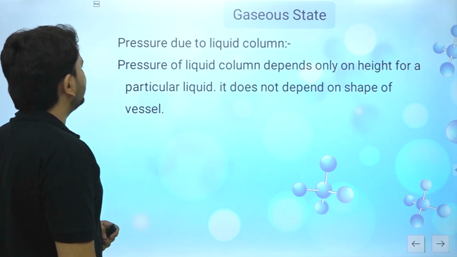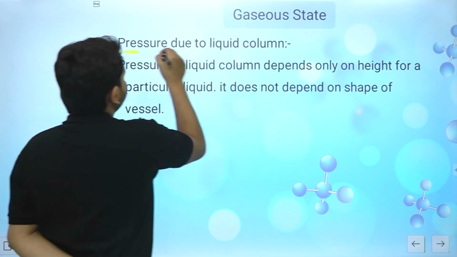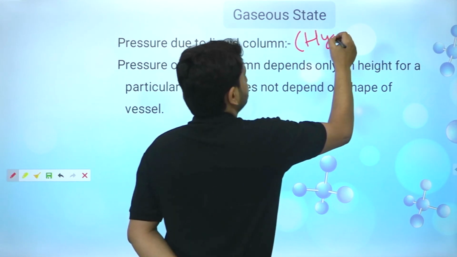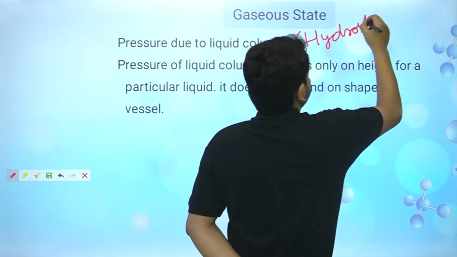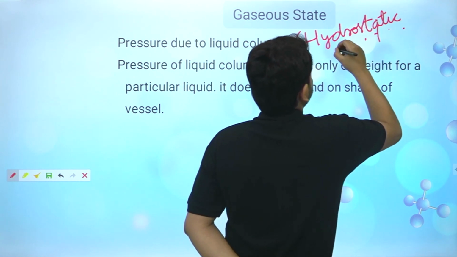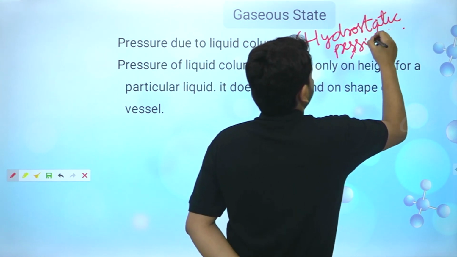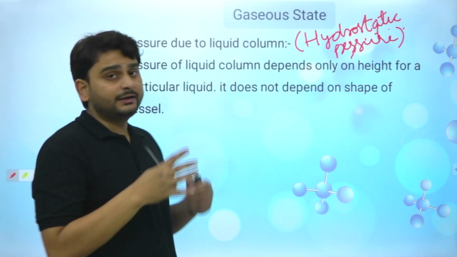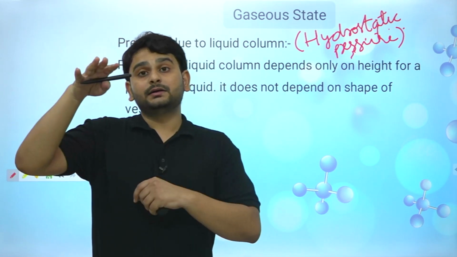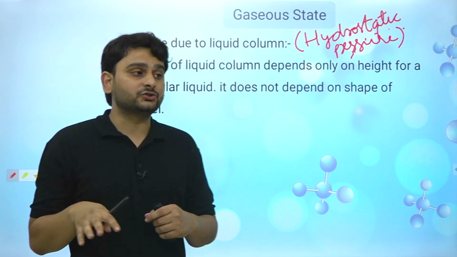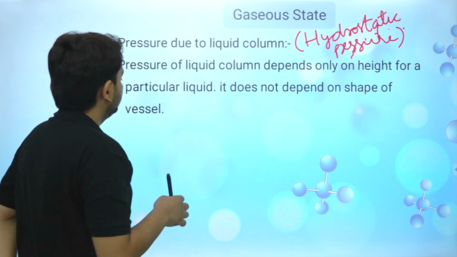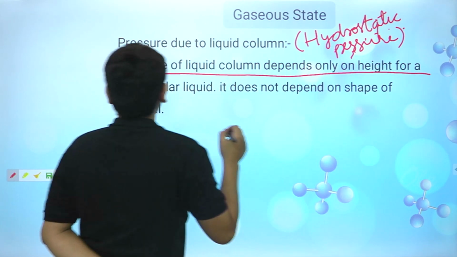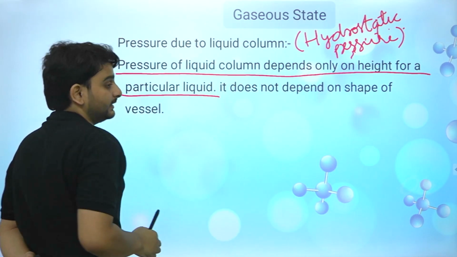The last slide that we have is pressure due to liquid column, or what we call hydrostatic pressure. Hydrostatic: water or liquid, and it's static, it's not moving, it's not in motion. So in a hydrostatic column, the pressure depends only on the height of a particular liquid in the container.